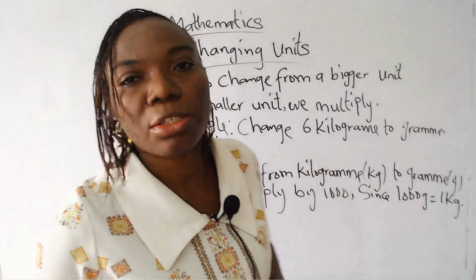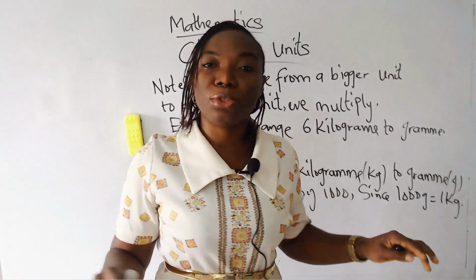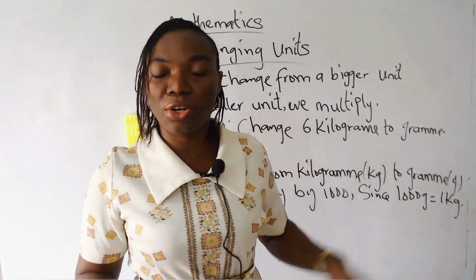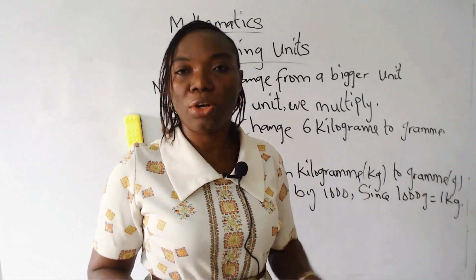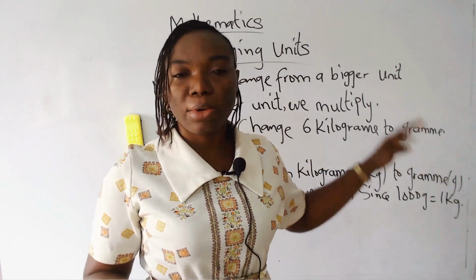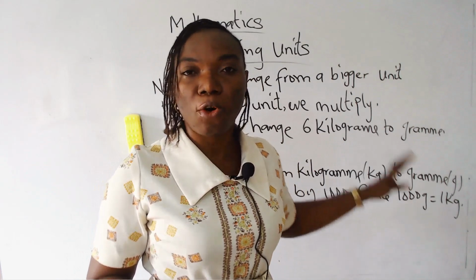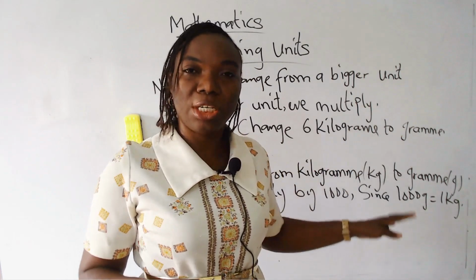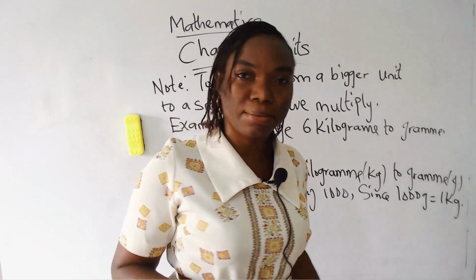Let me quickly tell us something. Don't be confused that you're seeing kg on the board and you're also seeing g on the board in bracket. Now, kg is the short form for kilogram, while g is the short form for gram. Is that clear?